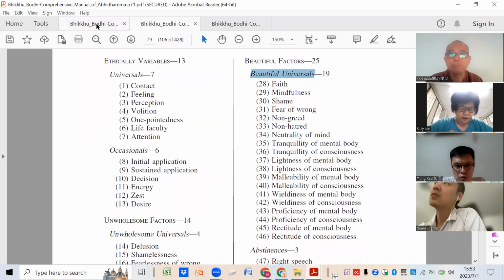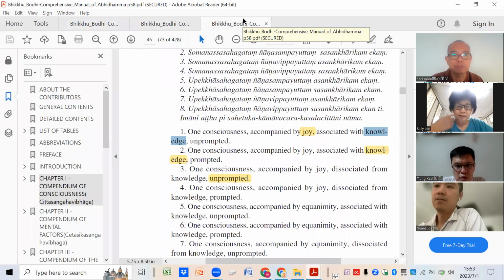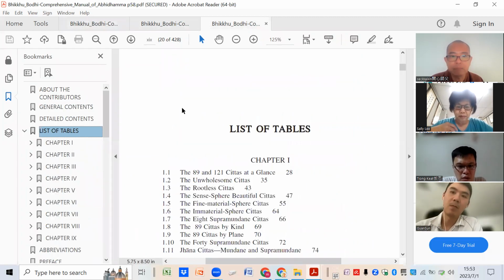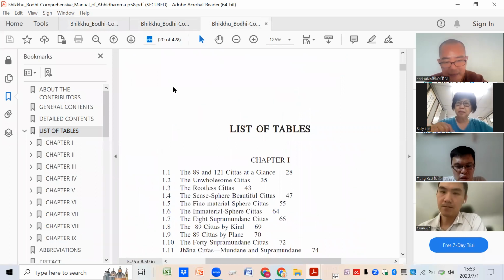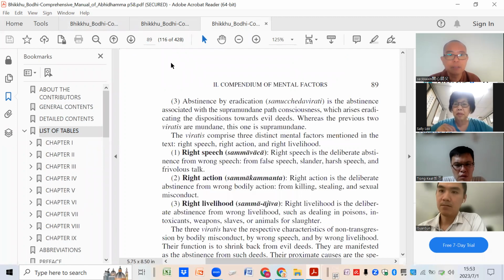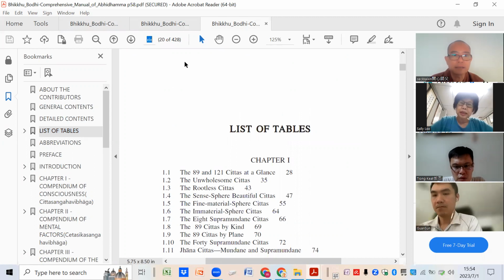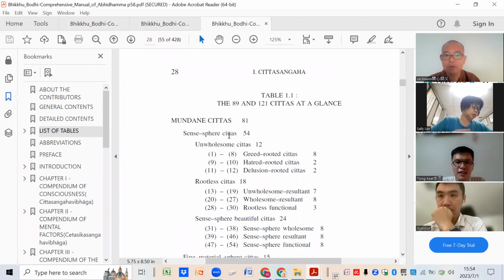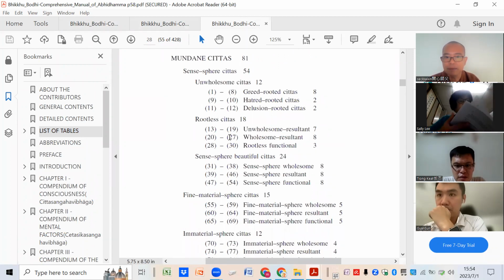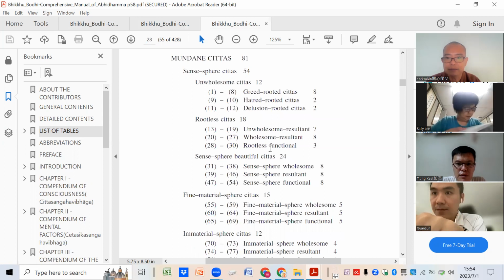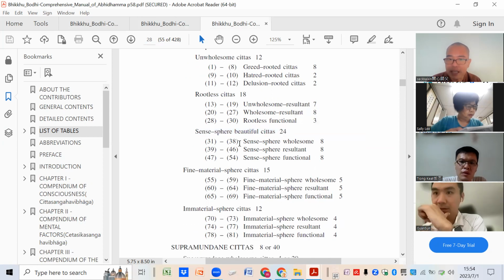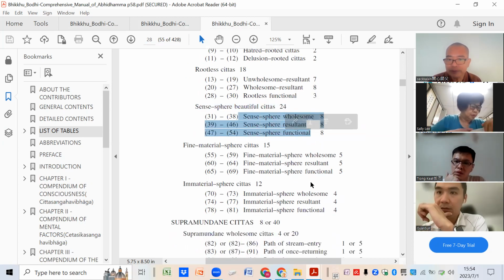Beautiful universe. What does that mean, beautiful universe? I'll give you a clue, Guansan. Let's take a look. 89. It's a table. Wait. This one is 28. Okay, do you see the word beautiful, Guansan? Let me check. You see any beautiful here? Yep. Sense sphere, yep, 24. Beautiful, right? So meaning you say all is beautiful. Some more beautiful here?